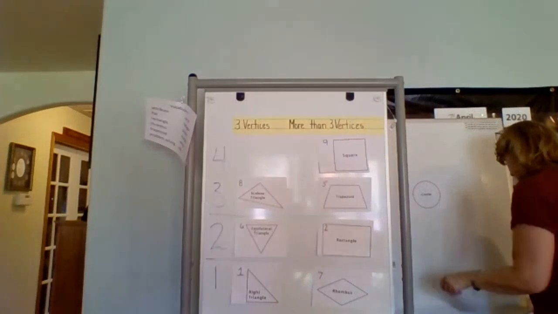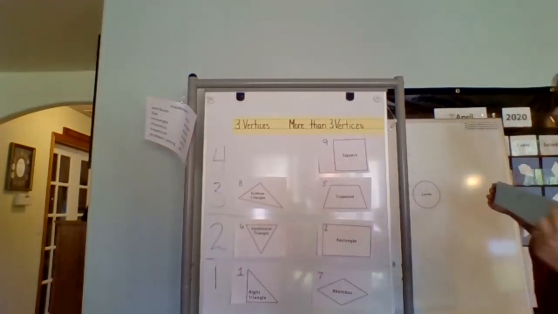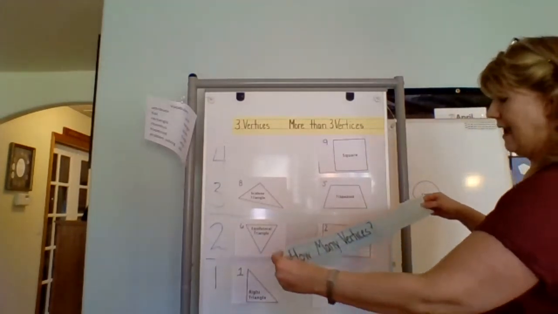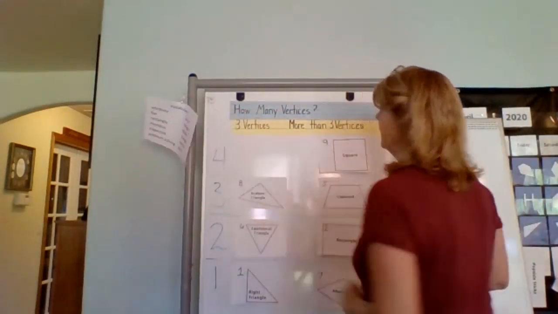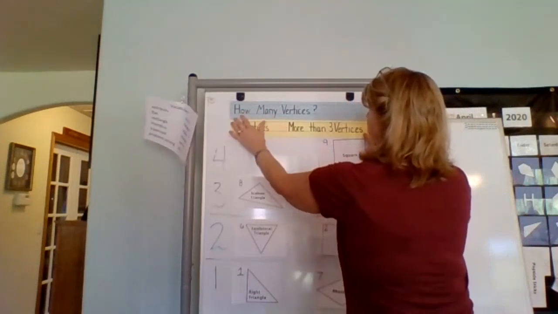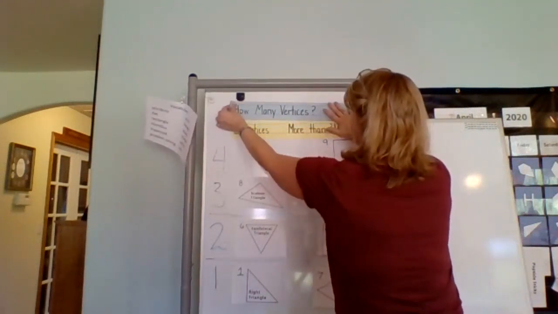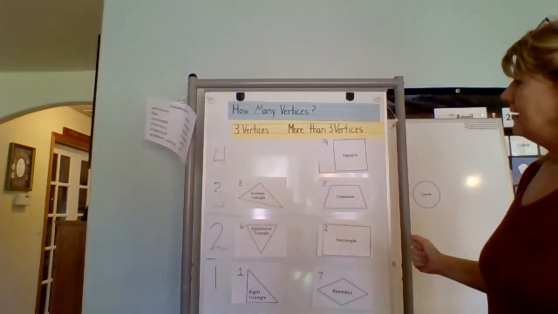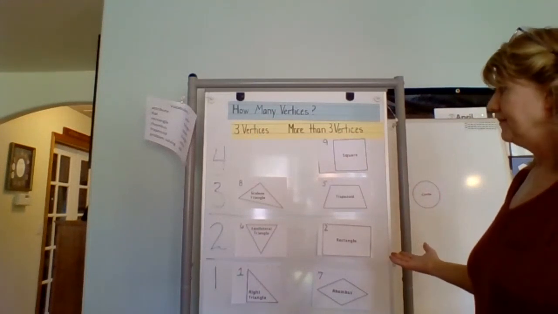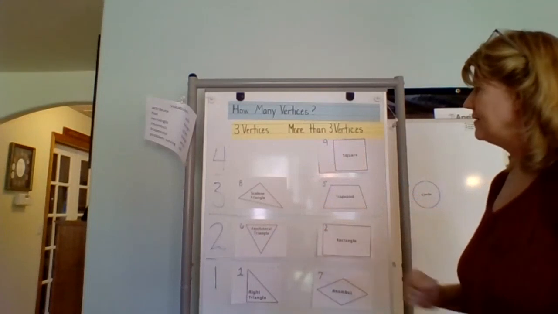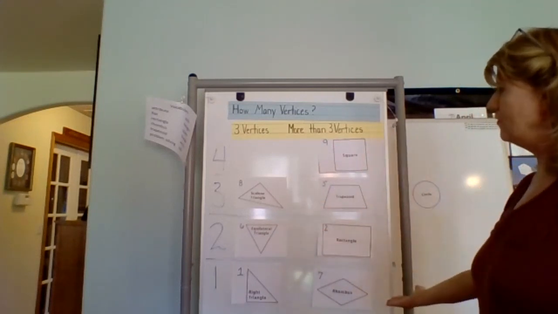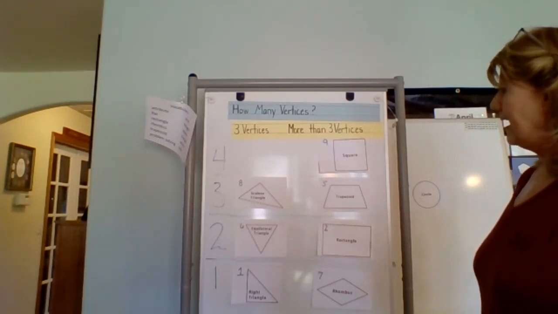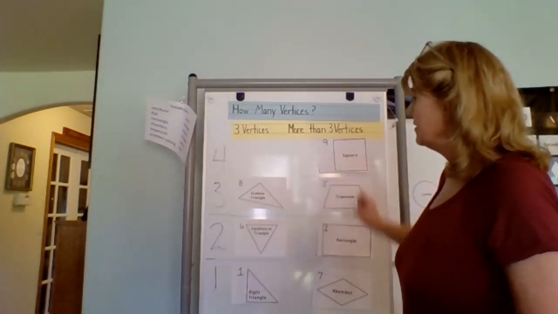So how should we title this? How about we title it, How Many Vertices? When we look at this data, we still have 7 shapes. We have 3 shapes that have 3 vertices. We have 4 shapes that have more than 3 vertices. We have 1 more shape that has more than 3 vertices.